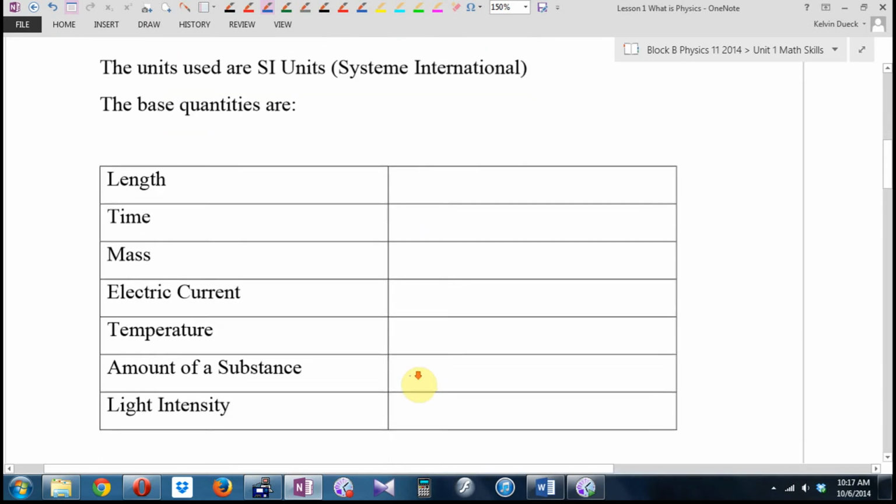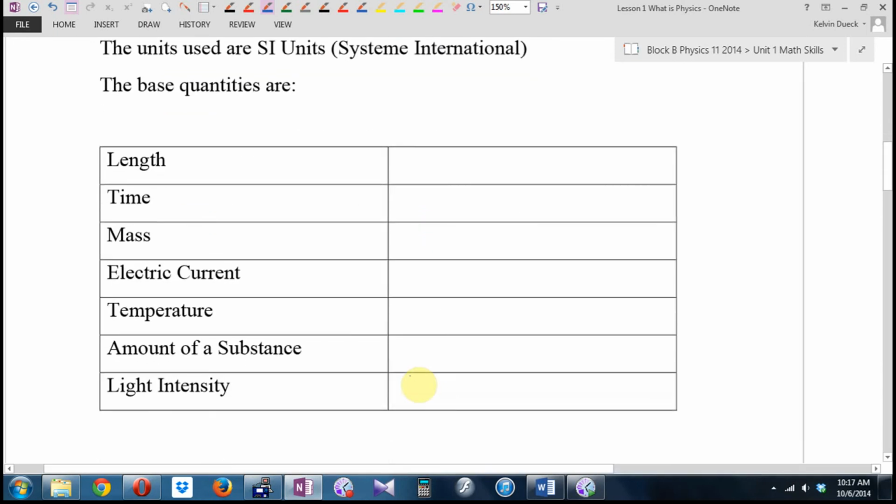There are 7 and only 7 base quantities in the SI unit system. Everything else that you learn is actually made up of these. These are the 7 that are defined. Everything else is derived from these 7. The first 3 I already told you. Length, meter, time, second, and mass, kilogram.